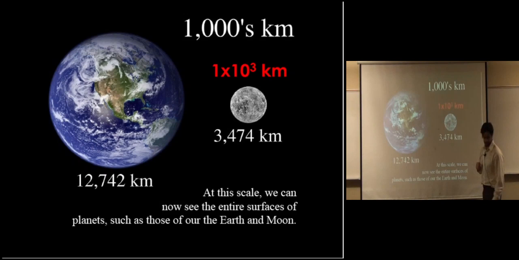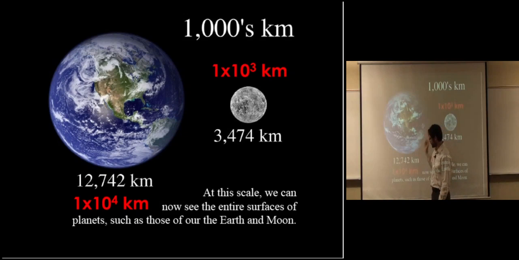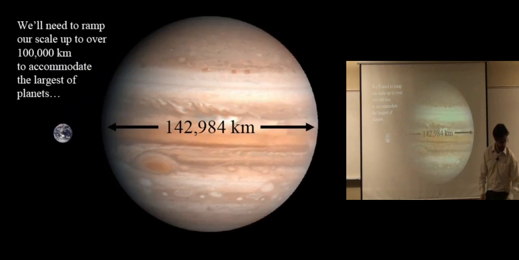Great. Another factor of 10, and we get little terrestrial planets like Earth, and Venus is about the same size. Mars and Mercury are smaller. So 1 times 10 to the 4, 1 times 10 times 10 times 10 times 10, and you basically have the diameter of Earth at about 12,000 or so kilometers. So great. Let's keep going. Another factor of 10, and we get to the largest planets in our solar system. Jupiter is about 143 or so thousand kilometers across. Roughly speaking, you can take 10 Earths and pile them across Jupiter.